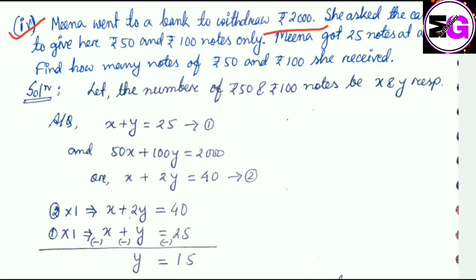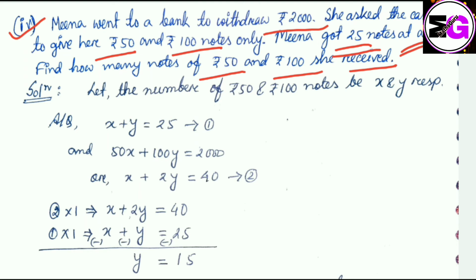Question number 4: Mina went to a bank to withdraw rupees 2000. She asked the cashier to give her rupee 50 and rupee 100 notes only. Mina got 25 notes in total. Find how many notes of rupee 50 and rupee 100 she received. So we are asked how many of those 25 were 50 rupee notes and how many were 100 rupee notes.